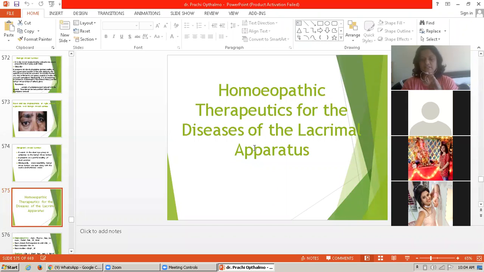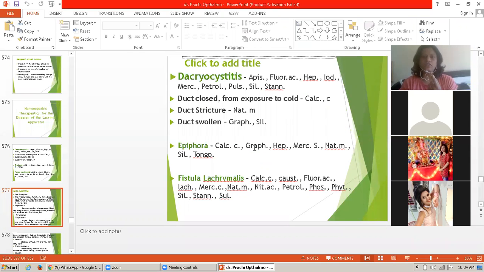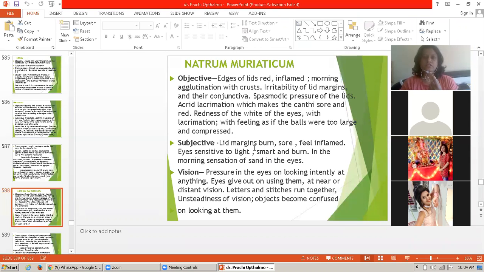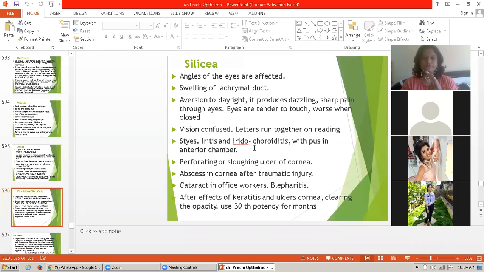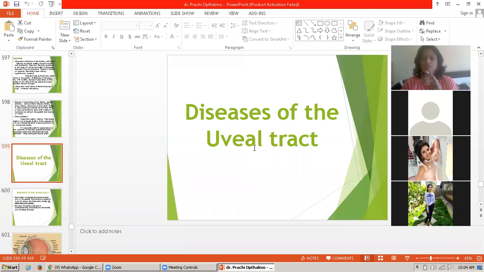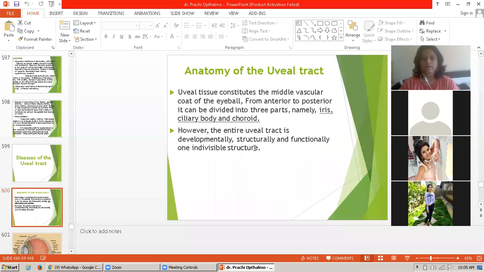So today's lecture we continue with the diseases of the uveal tract. When we learn about ophthalmology, the uveal tract and its diseases are also an important topic. Firstly, we will learn about the anatomy of the uveal tract.